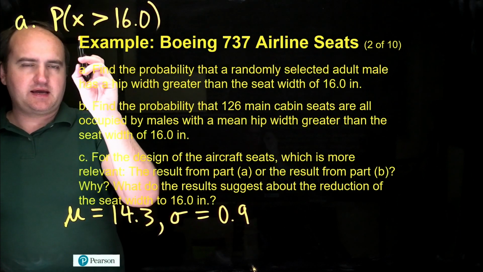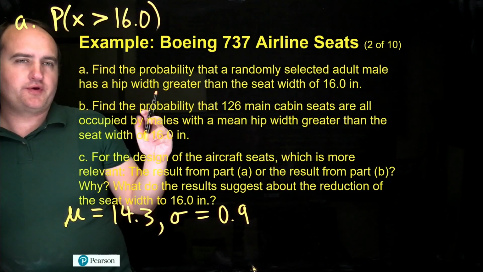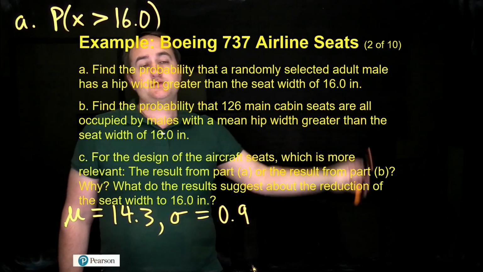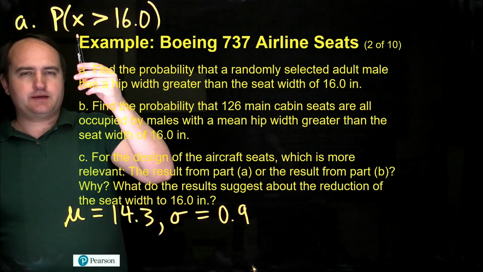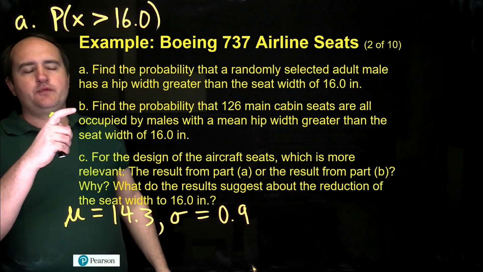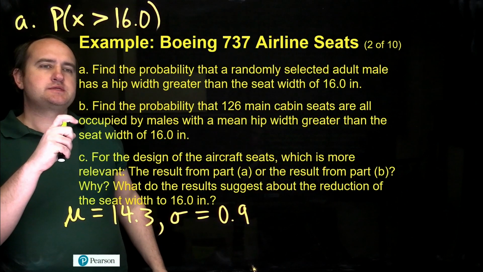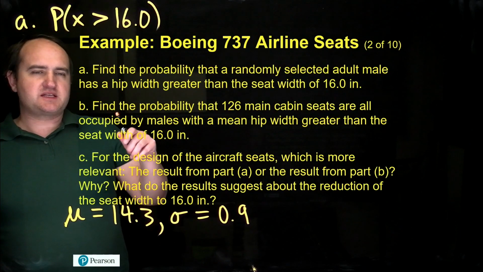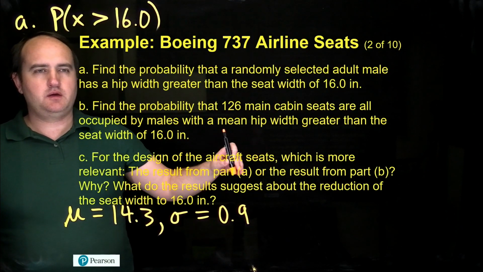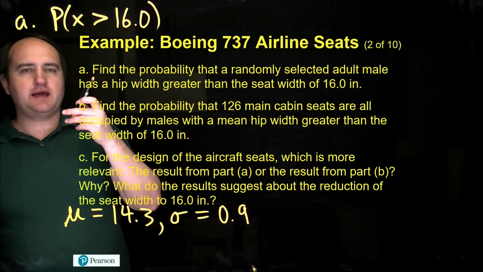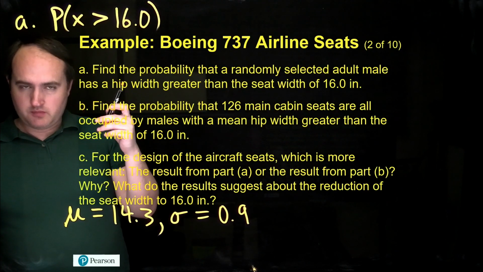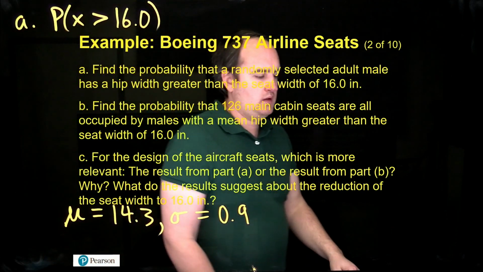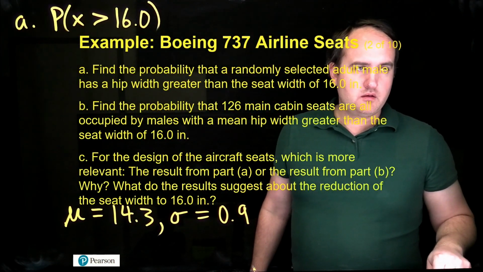Now, why am I writing x and not x bar? Well, they're not saying anything about a sample mean. They're just talking about one adult male, so that's just x. In part B, they're going to be talking about 126 cabin seats, and that's where we would be using the central limit theorem. But in part A, we don't even have to use the central limit theorem. We can just use the standard z-score formula. So let's go ahead and do that.